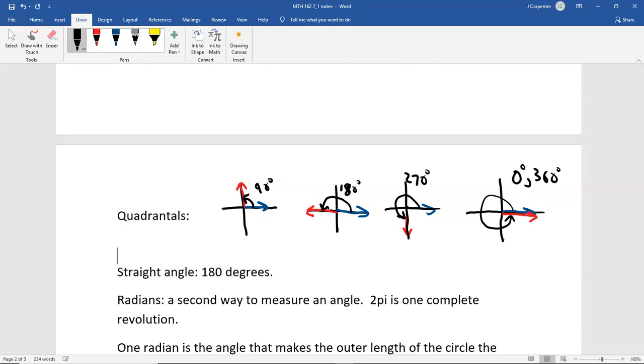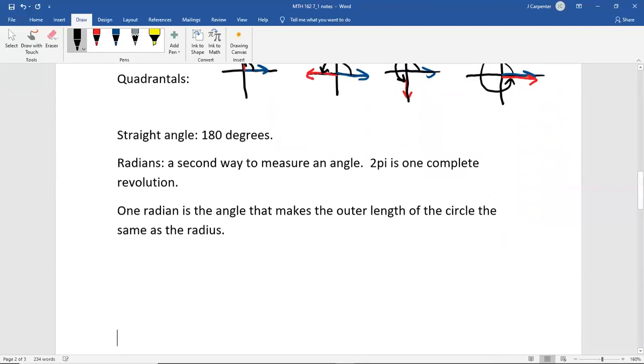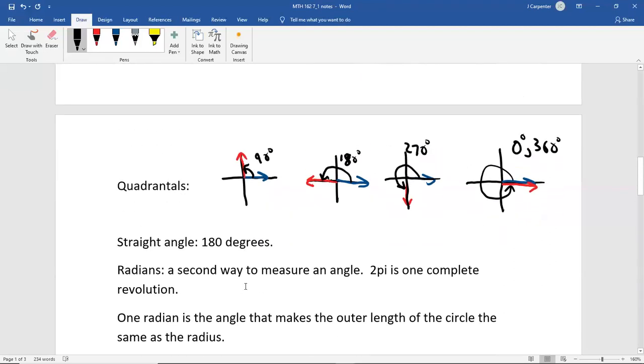Give you about 20 more seconds to finish drawing those. And let's do this, leave some space there for my drawing.